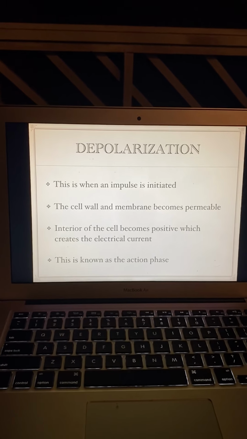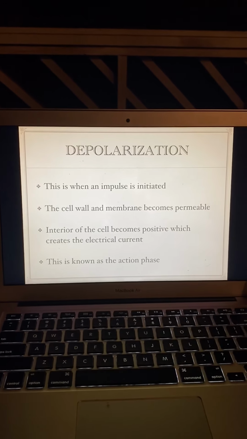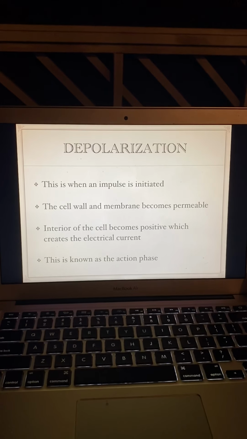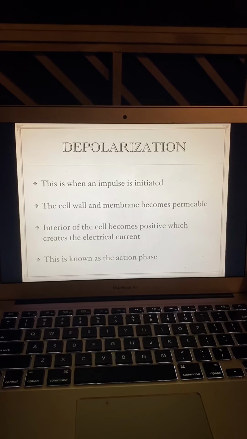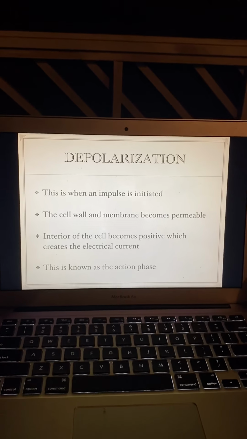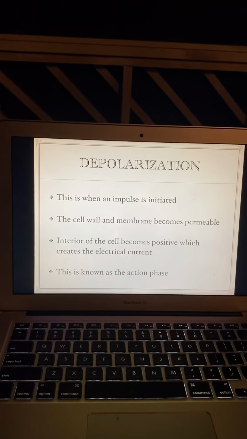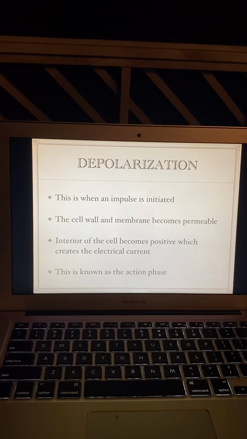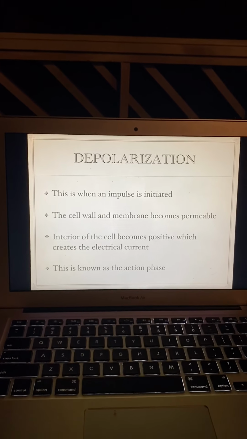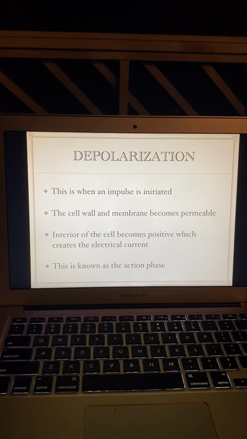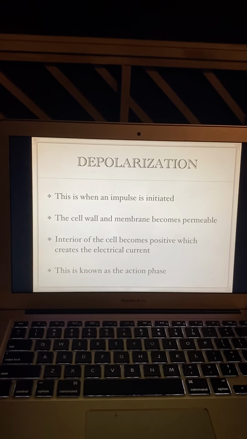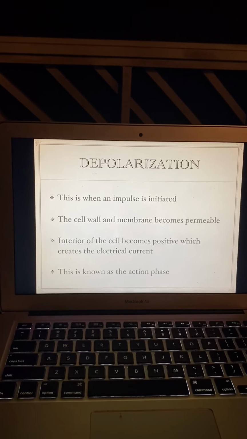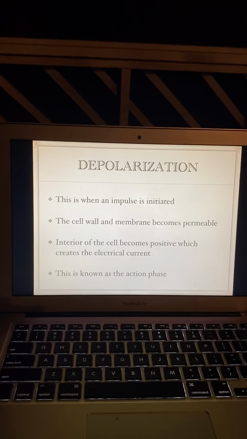Okay, so now we're going to get into a little bit of the electrophysiology. So the first thing is depolarization. What depolarization in simple terms is, it's when the impulse is initiated. So the cell wall and the cell membrane becomes permeable, allowing the cell to become positive, which then creates the electrical current. A good way to remember this is the action phase. So this is what makes the heart squeeze, is the depolarization.